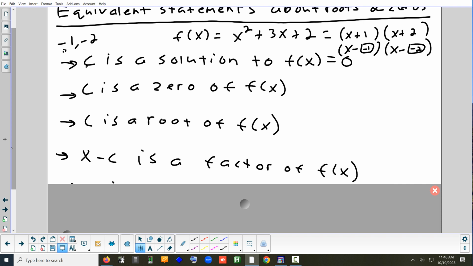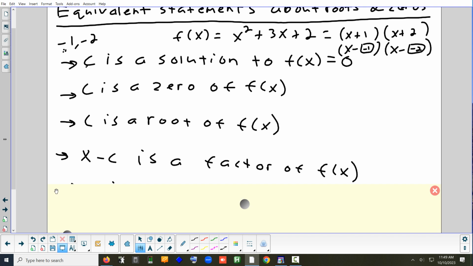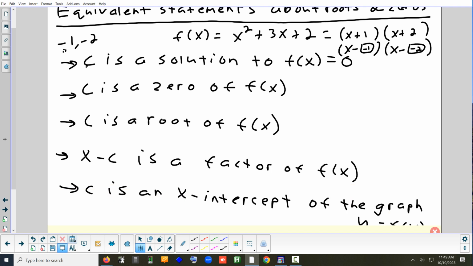What else happens graphically? A root is where the graph does what? It's where it crosses the x-axis. If something is a root, then it would be along the x-intercept. So if you have a root, then you know it's the x-intercept of the graph.